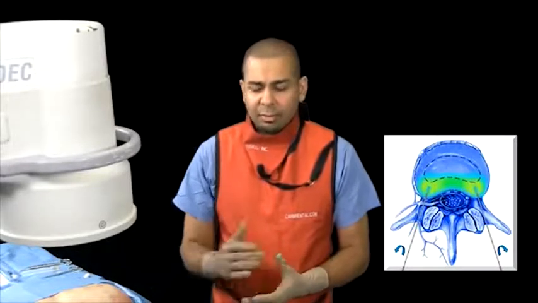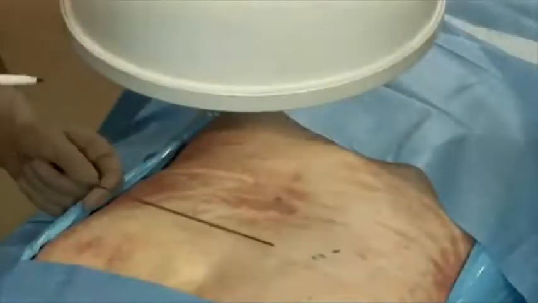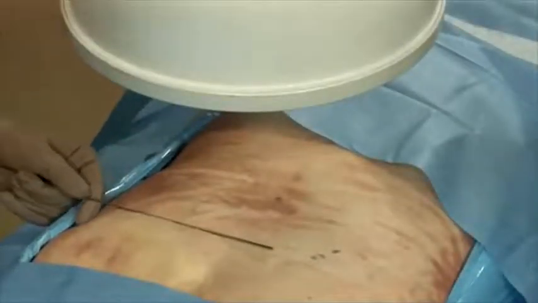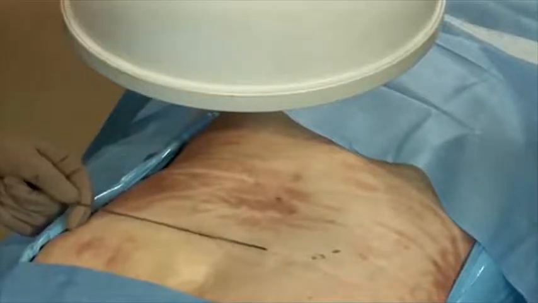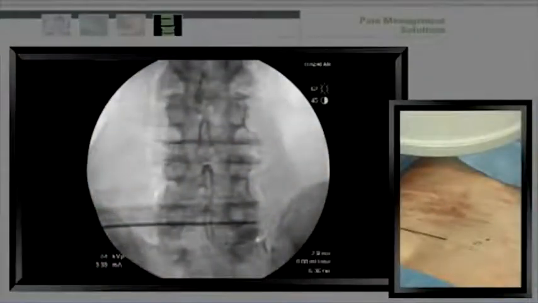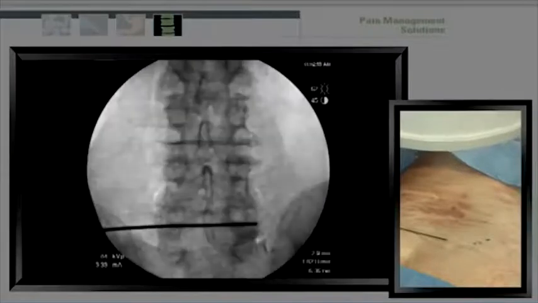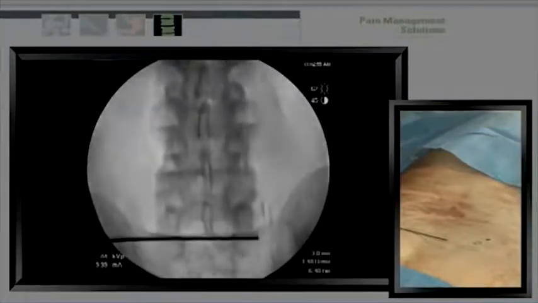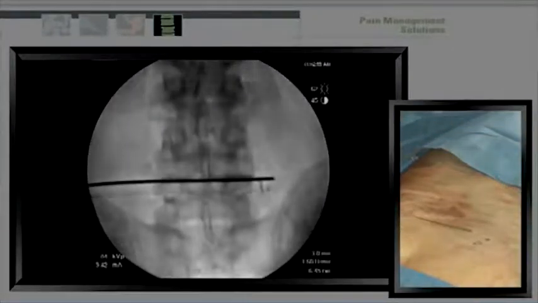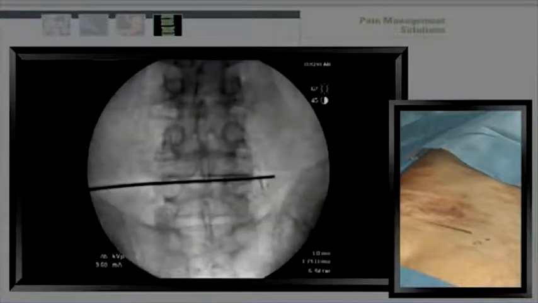level of the procedure. To get started, we identify the operative level here at L4-5. We're going to tilt the fluoroscope in the cephalad direction so that we line up the end plate at L5, the superior end plate at L5. It's going to be about 28 degrees of tilt.